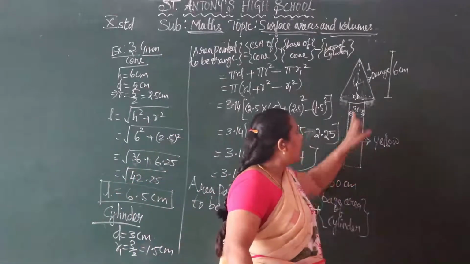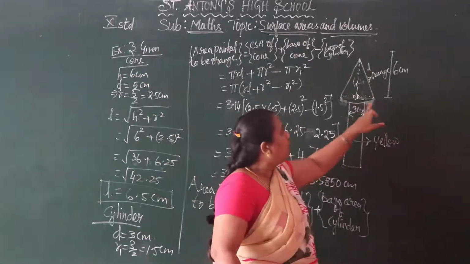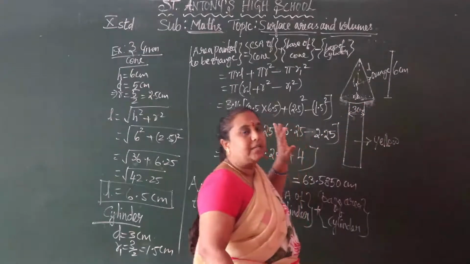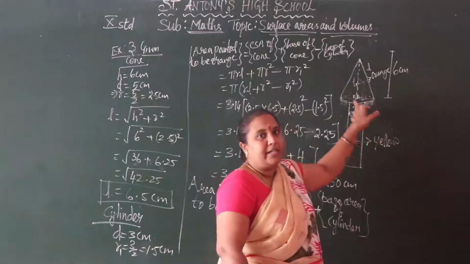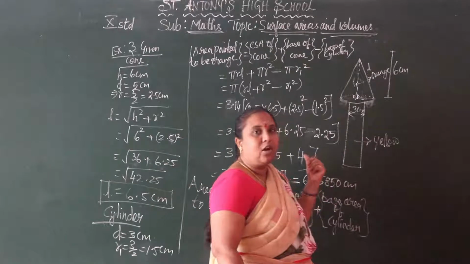Base area. The upper part of the cylinder is subtracted from the cone. Why? Because the cone is surmounted on the cylindrical part. If it is surmounted, this part is not seen, we can't paint on that place. So only the CSA of the cylinder and the base area of the cylinder.